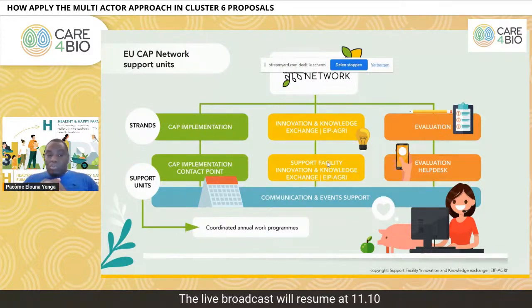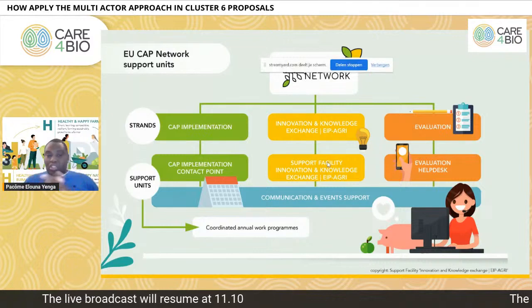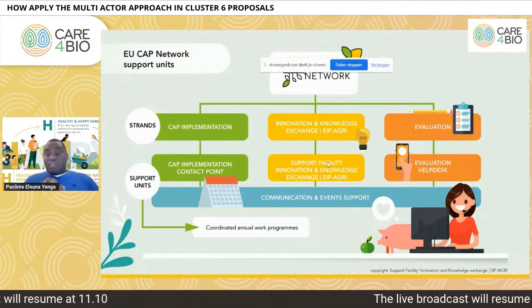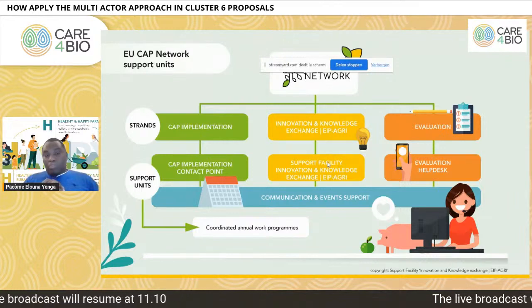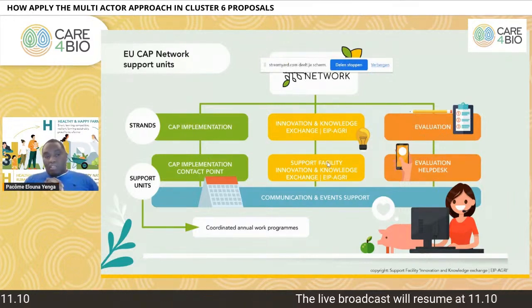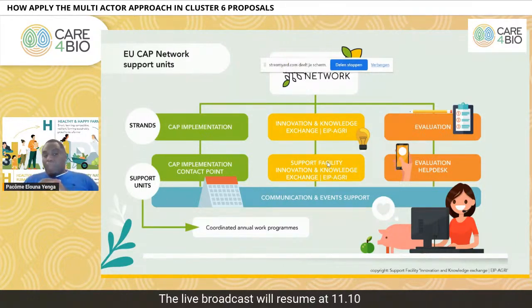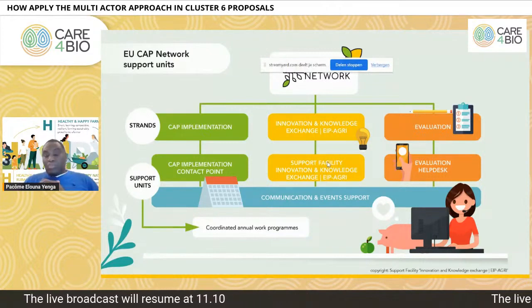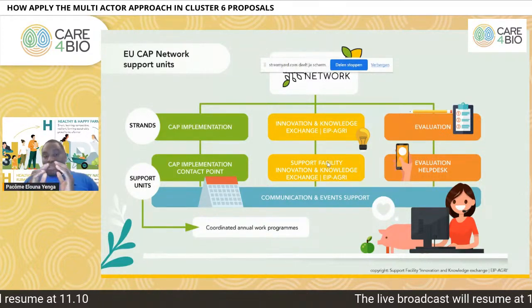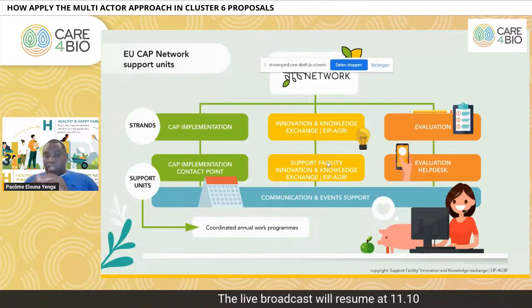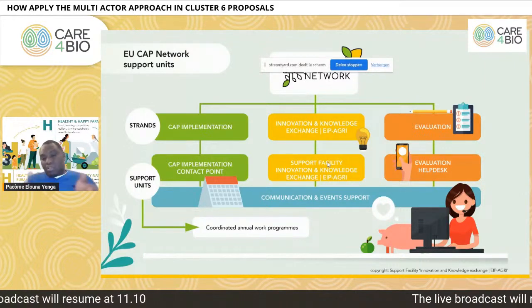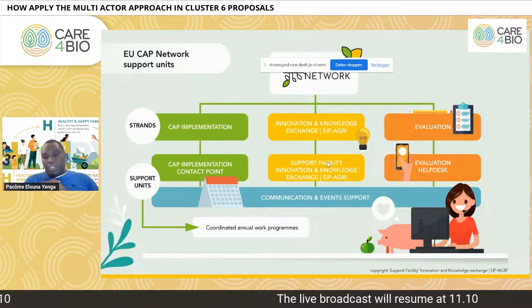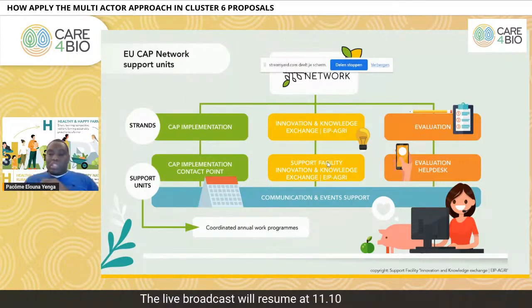as you know, two existing networks were merged into one single one. So the ENRD, the European Network for Rural Development, but also the EIP-Agri network. So now the current EUCAP network has, as you can see on the slide, let's say three strands. One is the CAP implementation, dealing with the CAP strategic plans, and the innovation and knowledge exchange, including EIP, that we summarize as EIP-Agri support under the EIP-Agri support facility. And then you have the evaluation with the evaluation helpdesk.